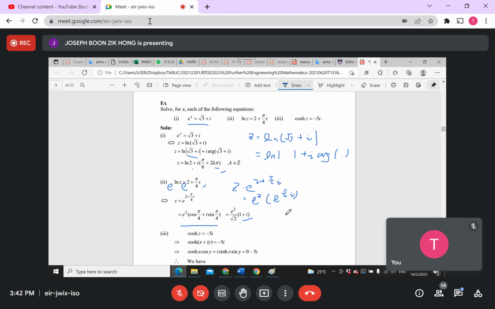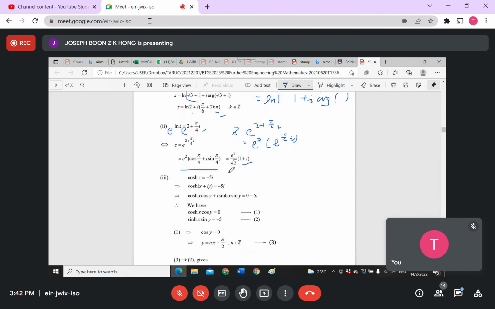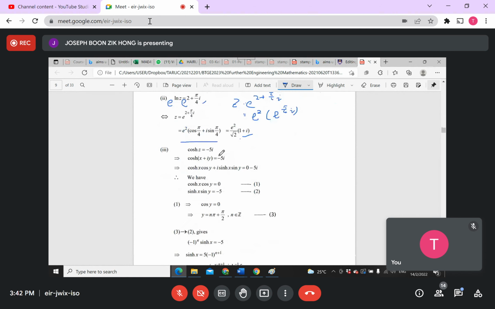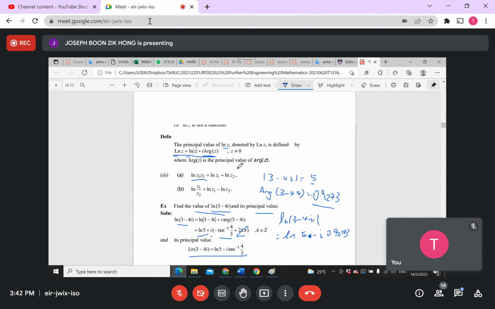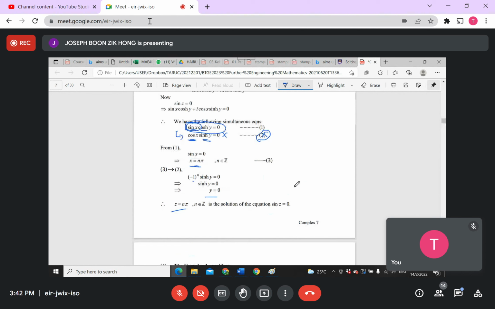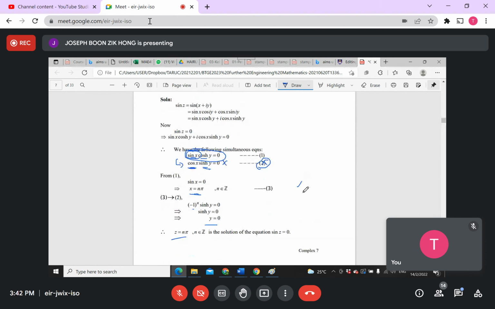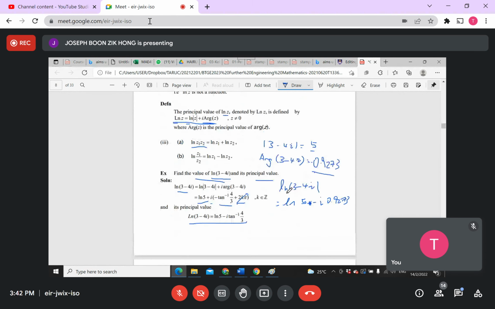Okay, and then next one. Next example. Cos hyperbolic z equal to negative 5i. So what is your cos hyperbolic z? Cos hyperbolic, you have to take note. Okay, similar to the example just now. So we have a look.